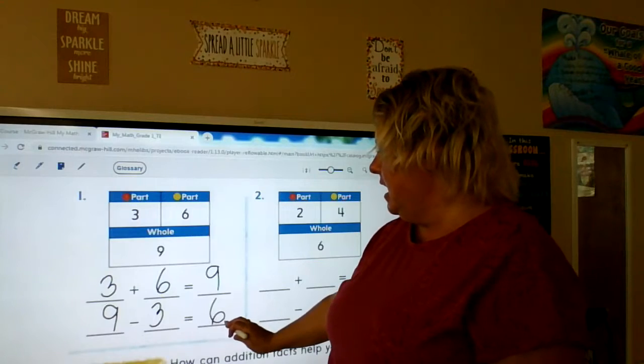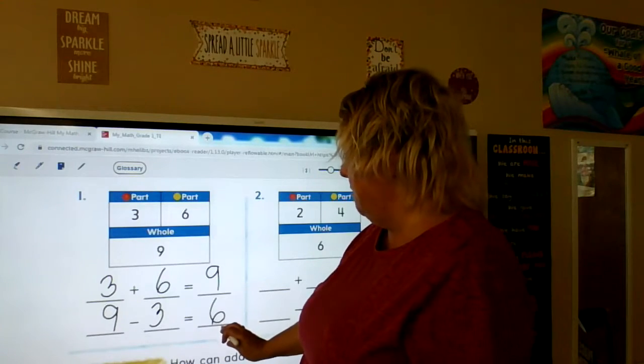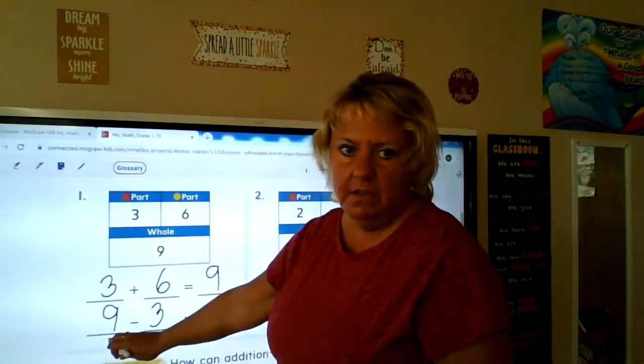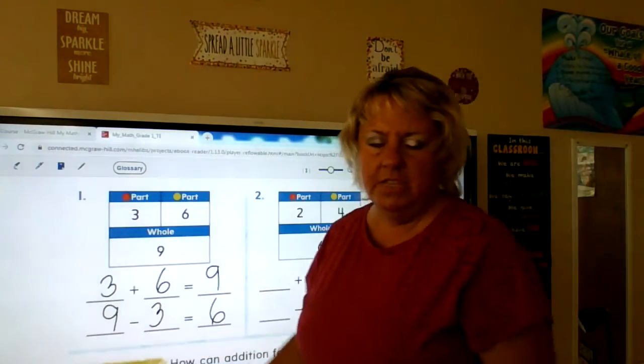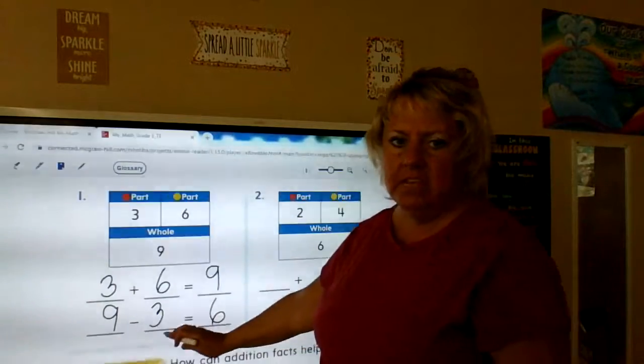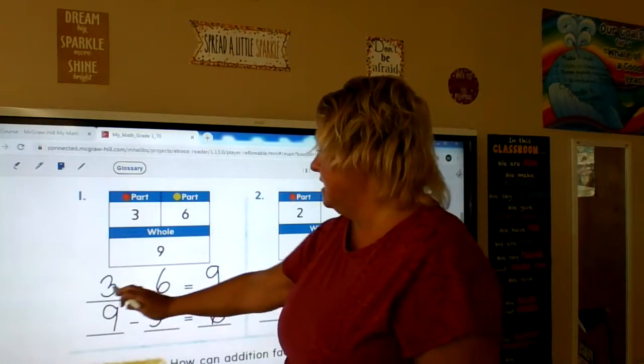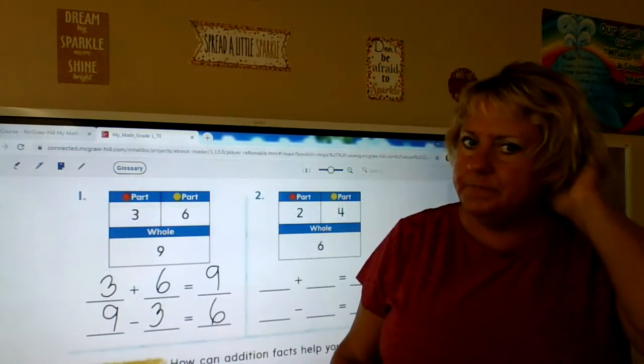This number, a part, has to be smaller than the whole when we're doing subtraction. 6 is smaller than 9. Also, is 6 plus 3 9? 6 plus 3 is 9.